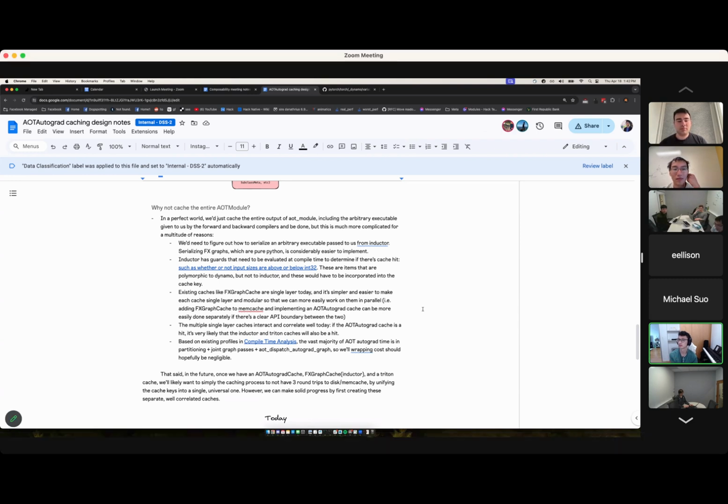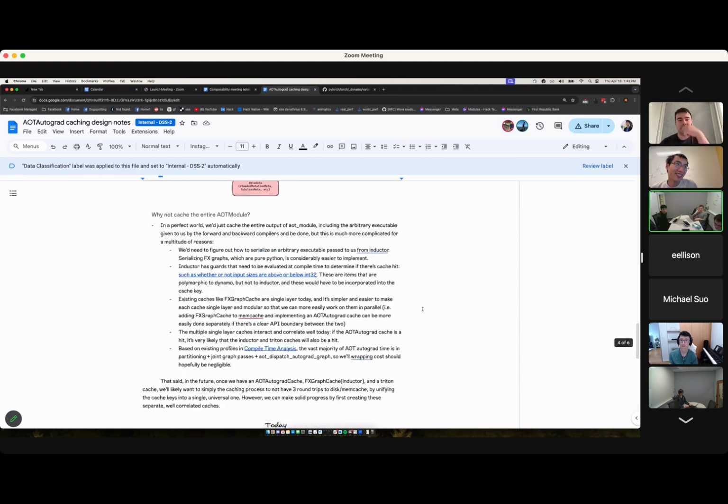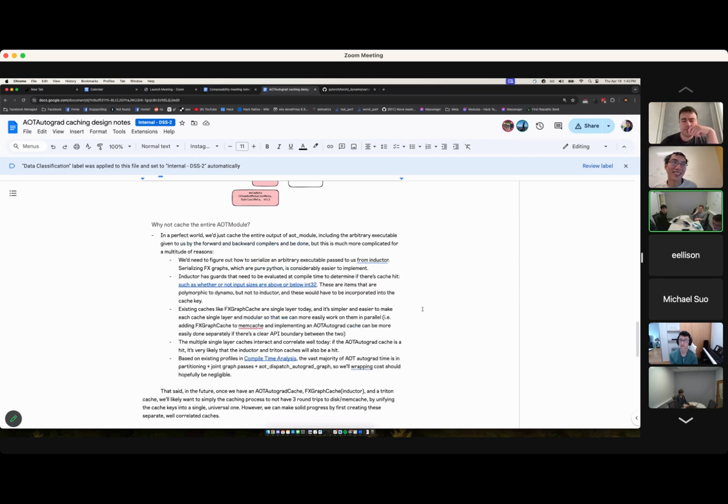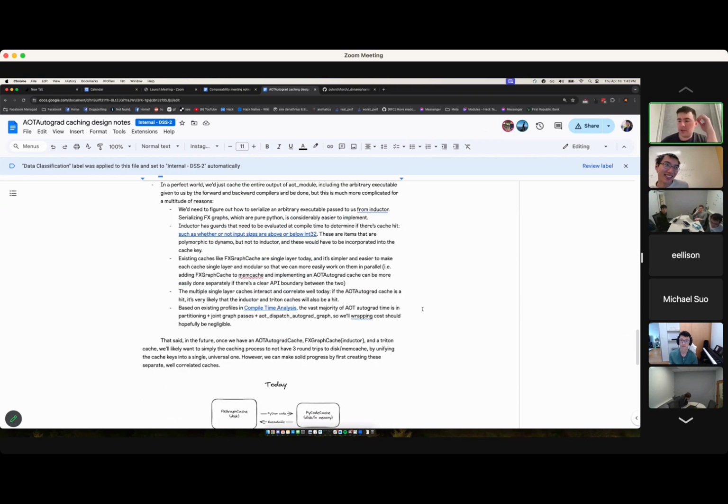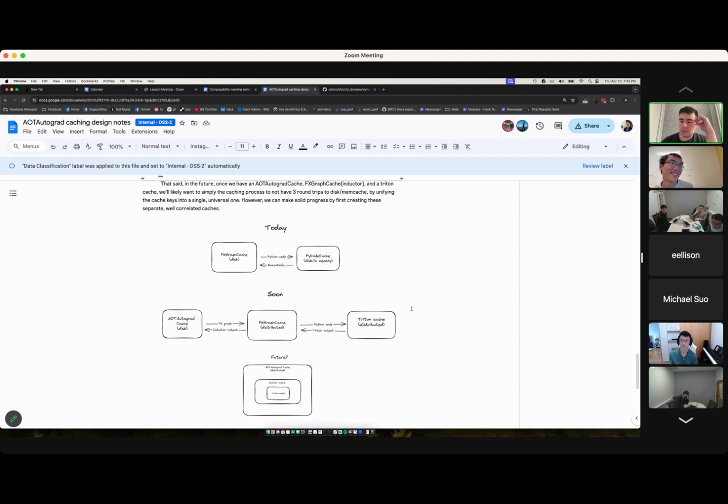My parting thought is it should be possible to serialize the callable in Inductor. This seems like a very reasonable thing to want. You mean the Inductor callable? Yeah. That would simplify a lot of things. This just seems like a project that someone could work on, independent of it.